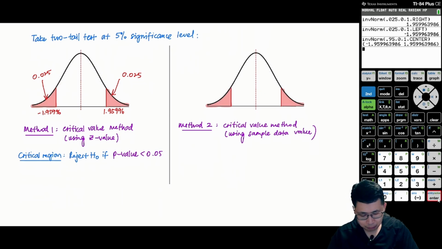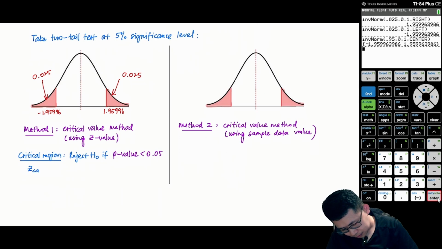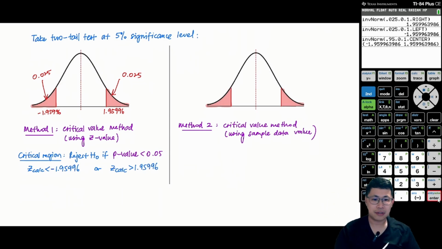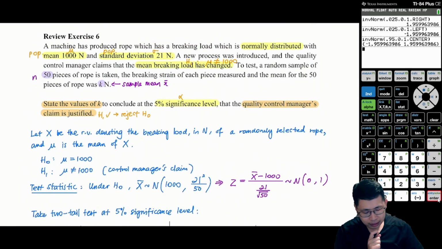And voila, I will get back these two same values as well. So when the p value is less than 0.05, the z calculated must be less than negative 1.95996, or z calculated be more than 1.95996. So this is our critical region. Now we settled our critical region already. Let's take a look at the conclusion. The conclusion over here is that the quality control manager's claim is justified, which means that we will need to reject our null hypothesis.